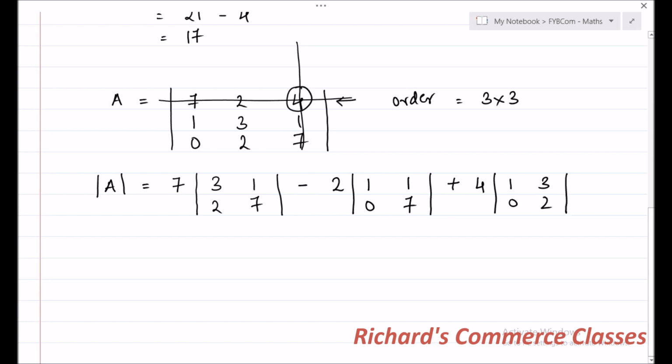Now remember, the first sign in the middle is a negative sign and the next sign is a positive sign. For calculating the value of a determinant of the order 3 by 3, you always have to apply first the negative sign, then the positive sign. Okay. Now let's see what happens further.